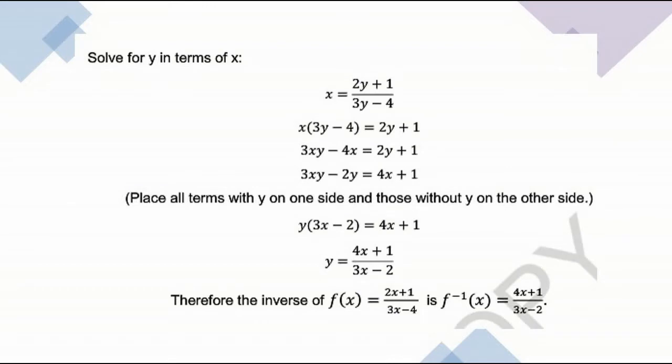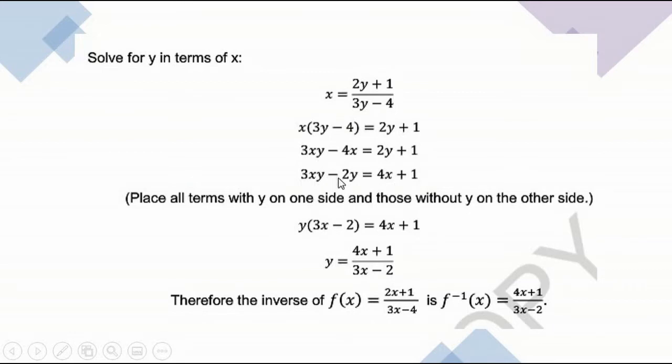So x is equal to 2y plus 1 over 3y minus 4. Let's now multiply both sides of the equation by 3y minus 4. So that becomes x multiplied by 3y minus 4 is equal to 2y plus 1. Using distributive property, we distribute x. So that becomes 3xy minus 4x is equal to 2y plus 1.